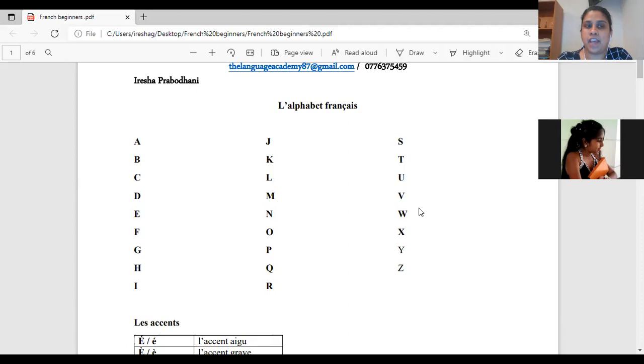This A is pronounced as A. Write it down in a language you are comfortable with. Write down the pronunciation in a language you are used to. Since this is your first lesson, you will automatically be confident later, but you need to write down the pronunciation in the first stage. Do it. First one is A.